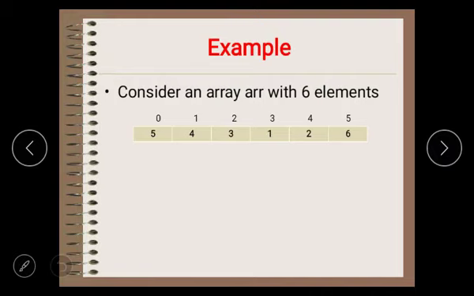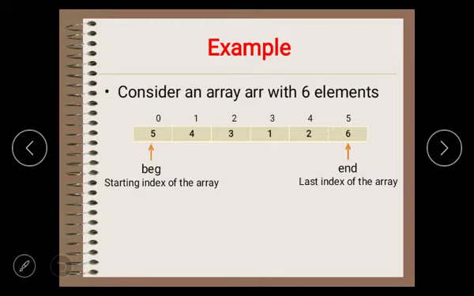Consider an array which has 6 elements, from the 0th index position to the 5th index position. We should rearrange the elements in ascending order using the merge sort algorithm. Always remember, while using merge sort, we need to take two variables: one is beginning and one is ending. Beginning is the starting index of the array, and ending is the last index of the array. So here 0 is the starting index, denoted with beg, and 5 is the last index, which becomes the end.